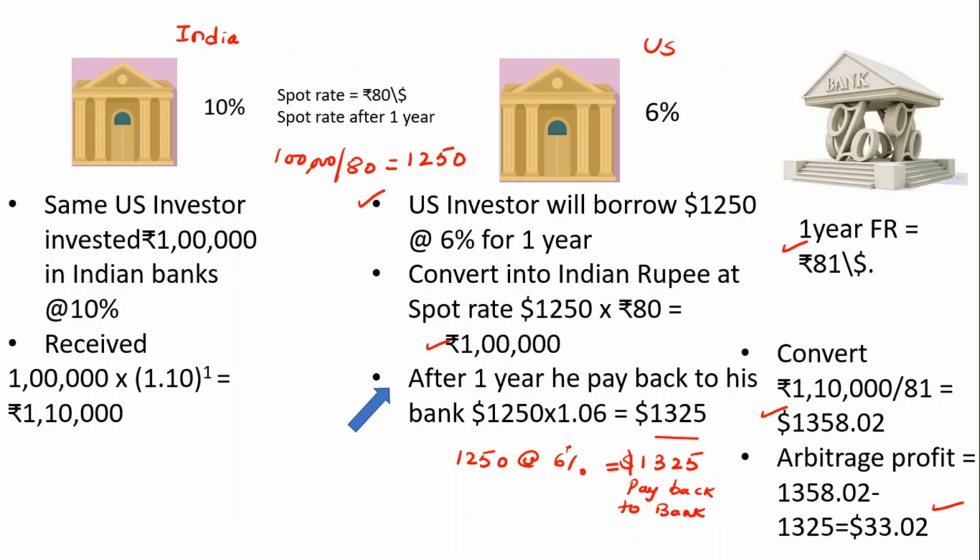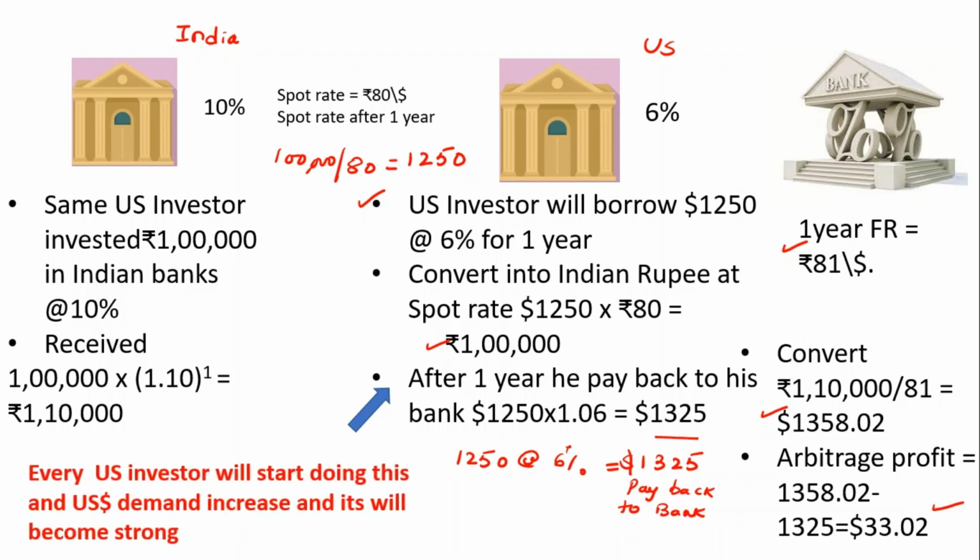Now think about it. If he can do it, many others can do it. And because of this, what will happen? Every US investor will start doing this, and US dollar demand will increase. And in this way, it will become stronger. And that is basically the concept of IRP. So IRP says that whichever currency has the lower interest rate, that currency will be strong in future, and that is what we are proving conceptually.